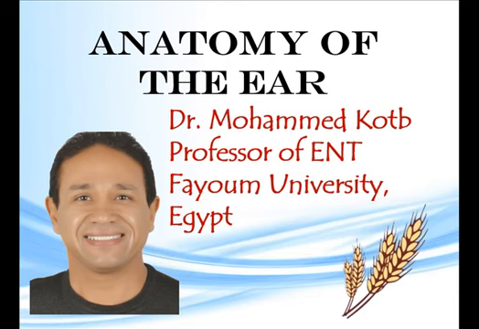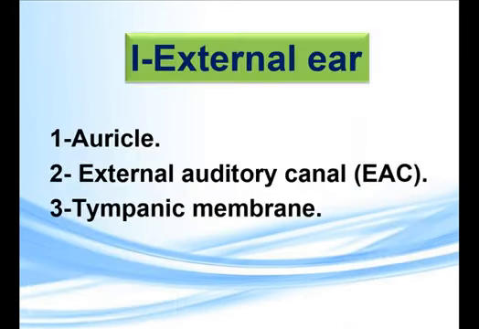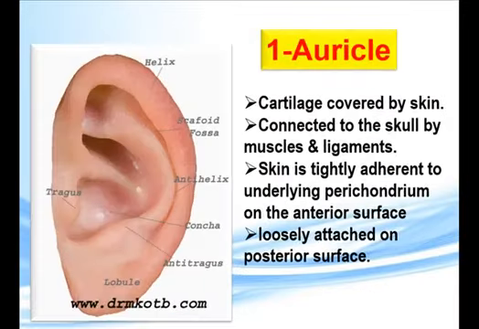Today I'm going to speak about the anatomy of the ear. We should classify the anatomy of the ear into anatomy of the external ear, middle ear, and internal ear. The external ear is composed of three parts: the auricle, the external auditory canal, and the tympanic membrane. Let's start with the auricle.